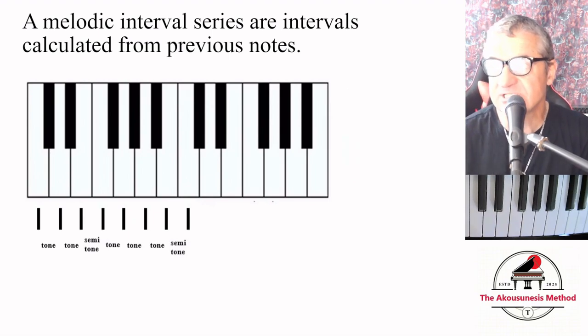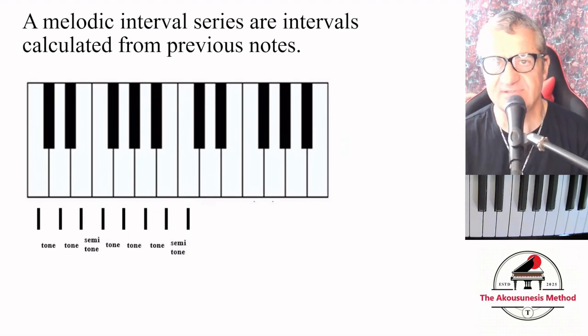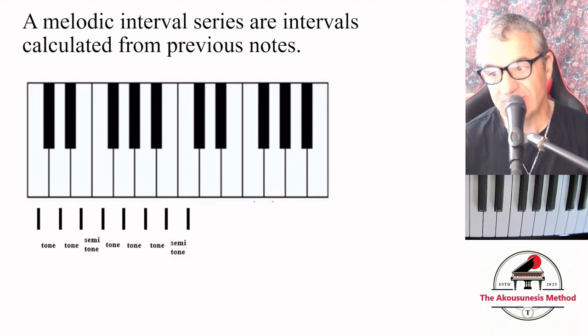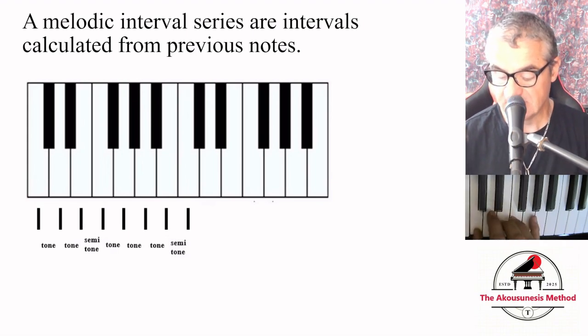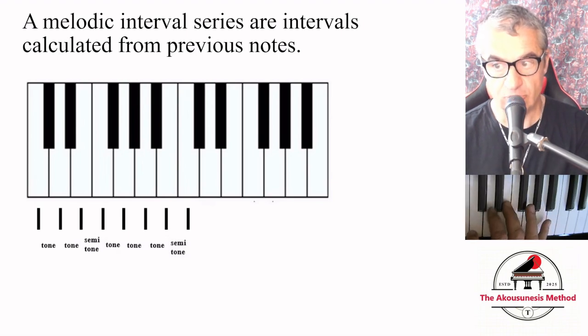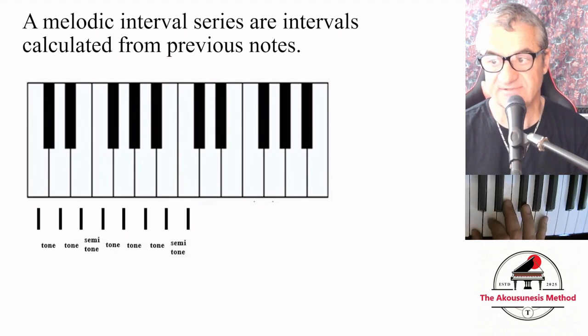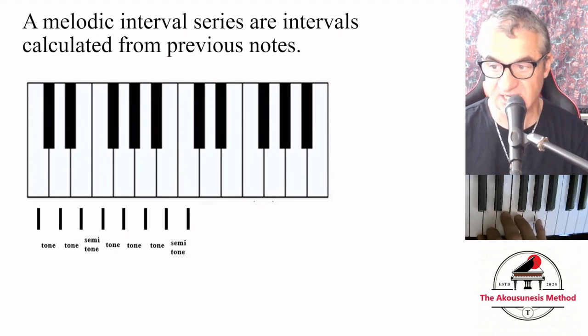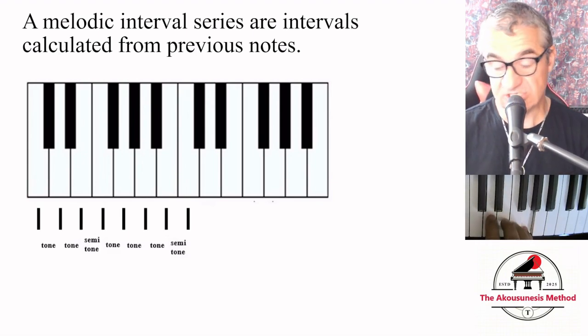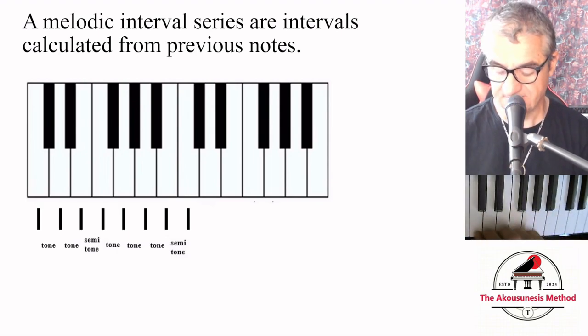A melodic interval series is the intervals calculated from previous notes. So tone, tone, semitone, tone, tone, tone, semitone, right, is the Western major scale, and it's a melodic interval series. Because from one note, we start on the root note. The first tone is from C to D, right? Second tone's from D to E. The semitone's from E to F, and then F to G, we have another tone, semitone, and tone, okay?